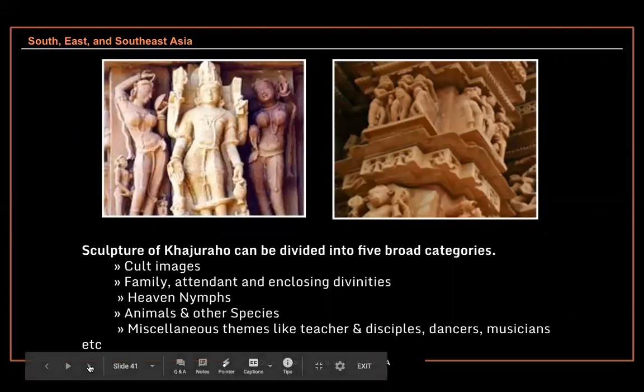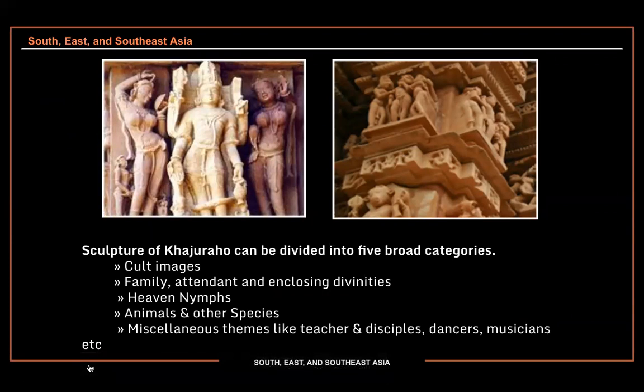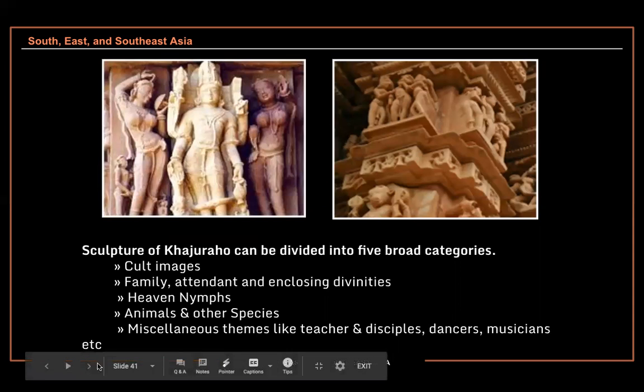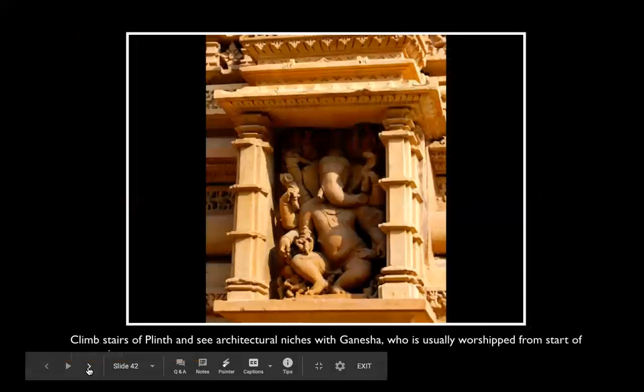And then there's other images incorporated on the facade as well. There are cult images, so religious images. There's images of family attendance with the divinities. There's heavenly nymphs. There's animals and other fantastical creatures. And then there's all the other things you would need in court. So people like teachers, disciples, dancers, musicians, and so on. So there's depictions of all of these things on the facades.